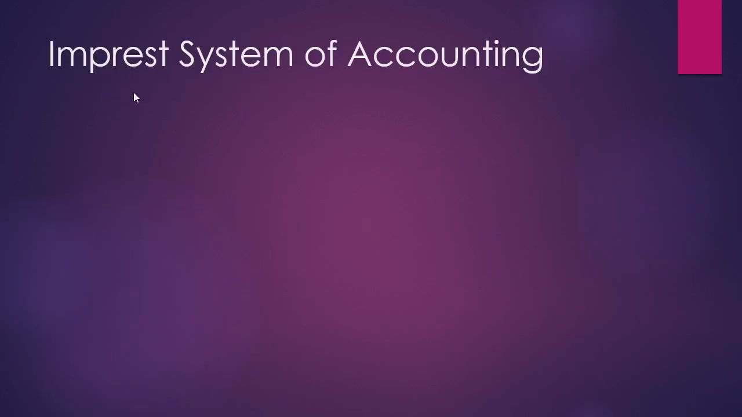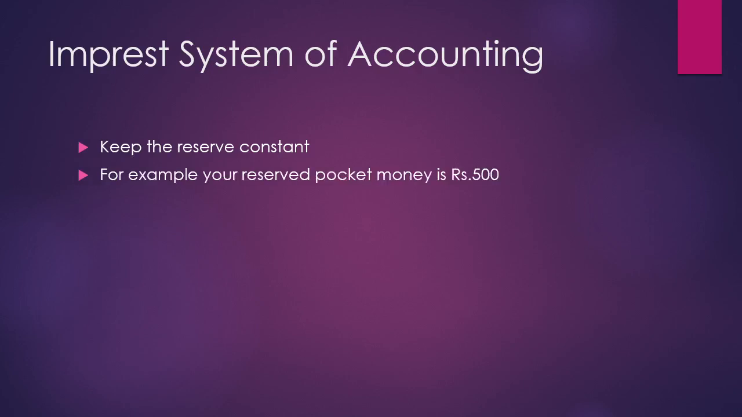Before that, you should know the imprest system of accounting. So here imprest system means which keeps the reserve constant. So we should have some constant reserve. We should not touch that reserve at any cost. For example, your reserved pocket money is rupees 500, which should not go below 500 rupees.